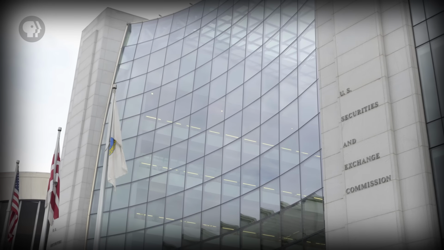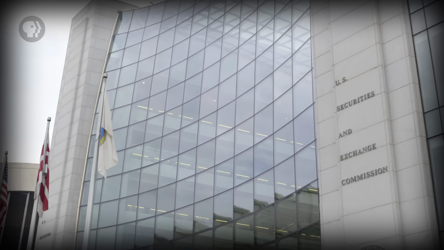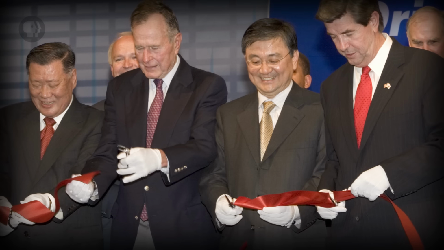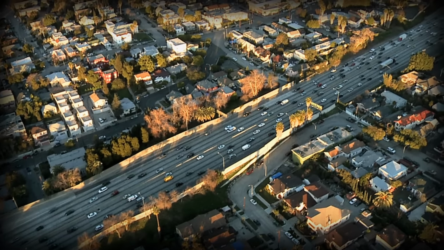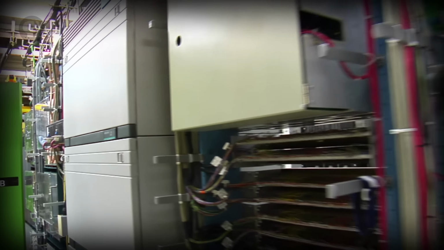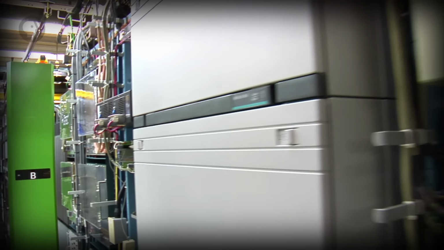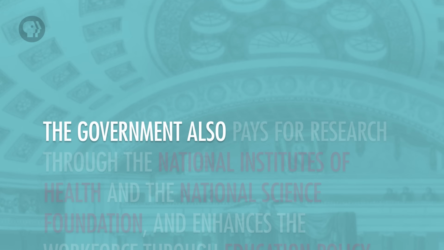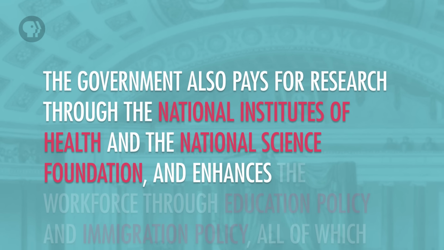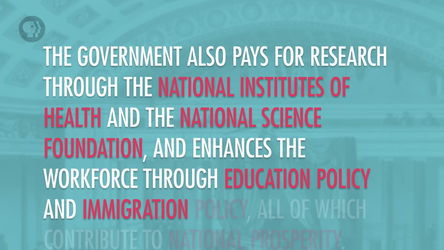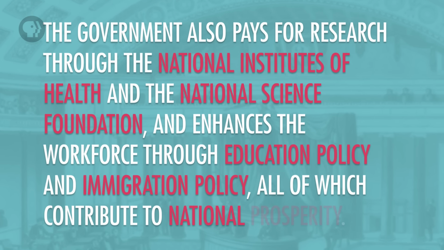One way the federal government can accomplish this is through regulating financial markets through the Securities and Exchange Commission, since people won't want to invest in the securities markets if they think the game's fixed. Another thing the government can do, if it's feeling particularly Keynesian, is to spend money on public investment in things like highways and the internet. While not actually built by Al Gore, it did begin with a government program out of the Defense Department. The government also pays for research through the National Institutes of Health and the National Science Foundation, and enhances the workforce through education policy and immigration policy, all of which contribute to national prosperity.